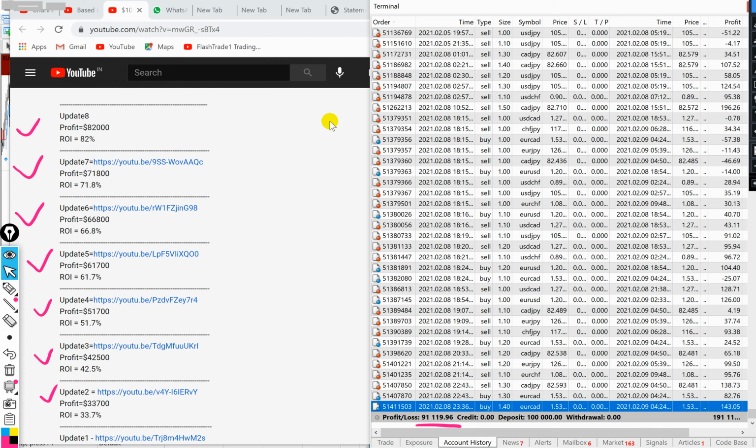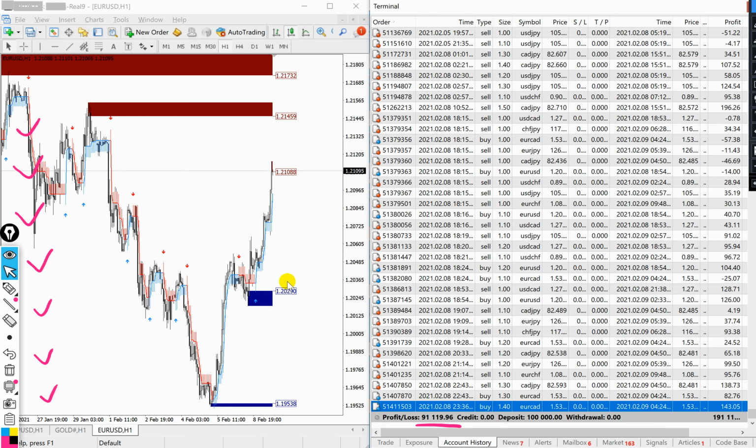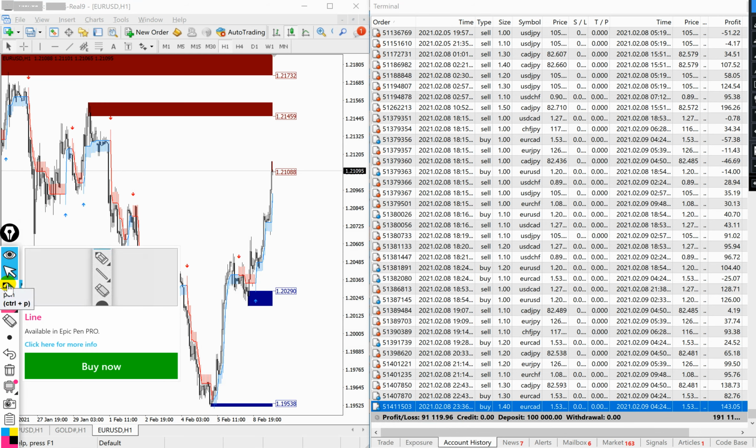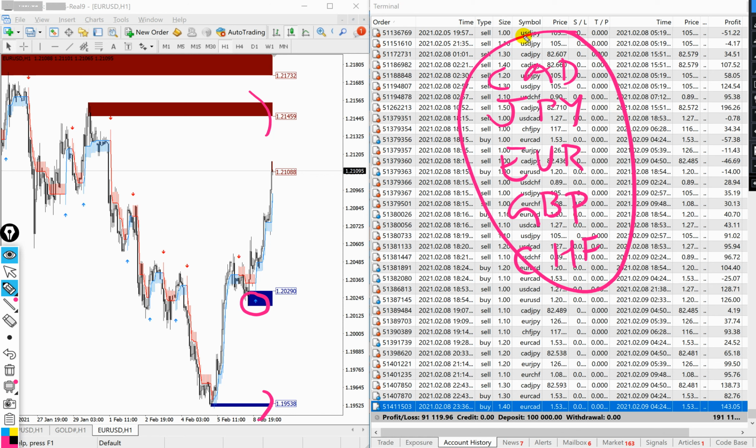Here the entries are done precisely through our support, demand and our trend indicator. You can see that this is the trend indicator and this is the support and demand indicator, and here the trades are placed precisely based on that. Here we are trading CAD related pairs, JPY related pairs, then Euro related pairs, GBP related pairs and CHF related pairs. So majorly the currency pairs related to these currencies are traded on this account.